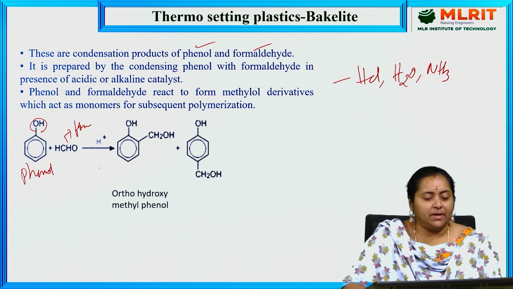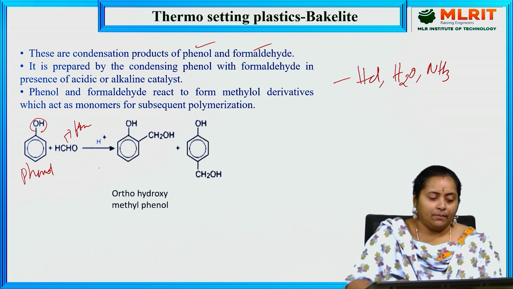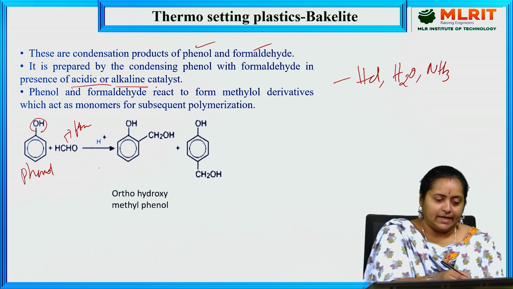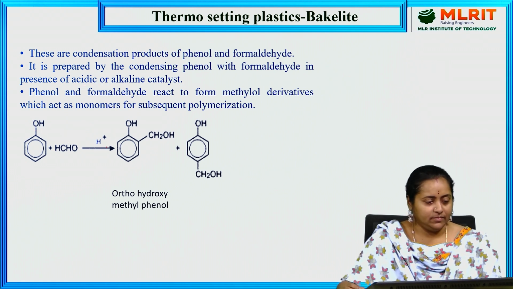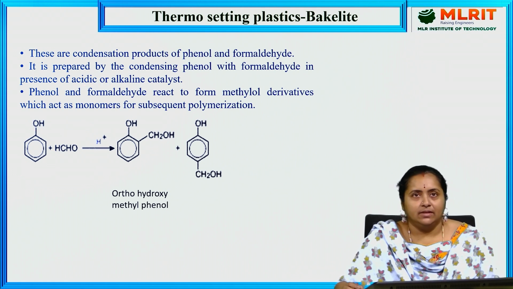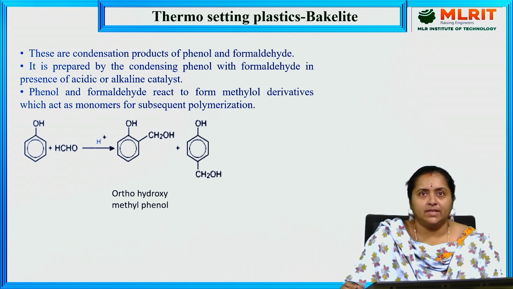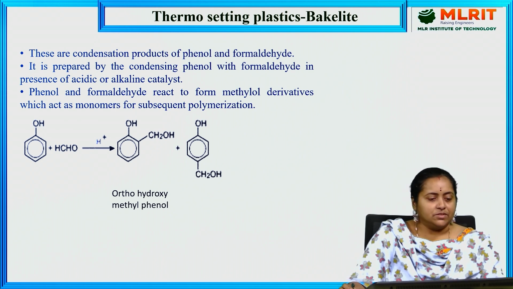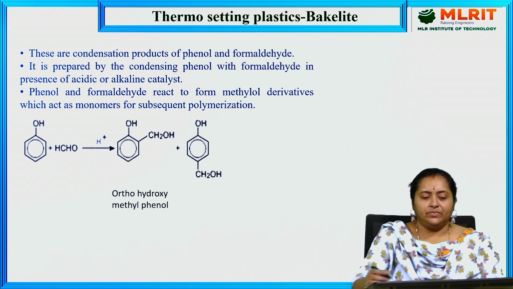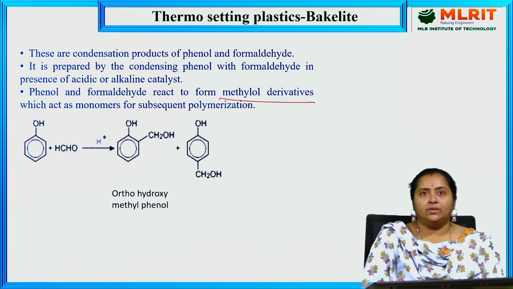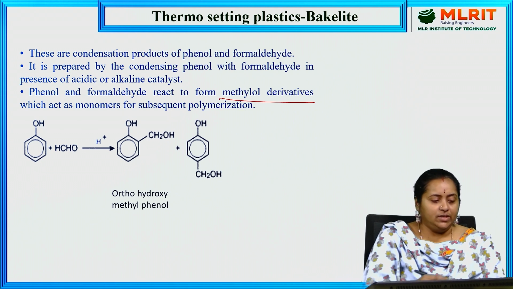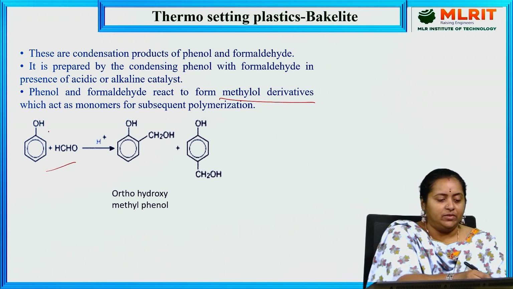It is prepared by condensing phenol with formaldehyde in the presence of either an acidic or basic catalyst. That's why here it is mentioned as H+. So for this process to take place, we have to make use of either an acidic or basic catalyst. Phenol and formaldehyde react to form their corresponding methylol derivatives. This is purely dependent upon the ratio you are going to consider. Here these two, phenol and formaldehyde, are considered to be the monomers.